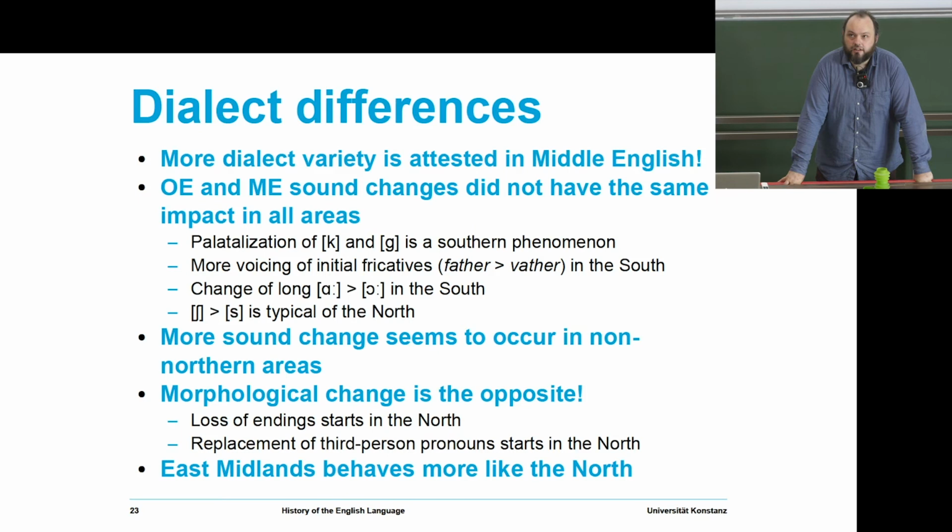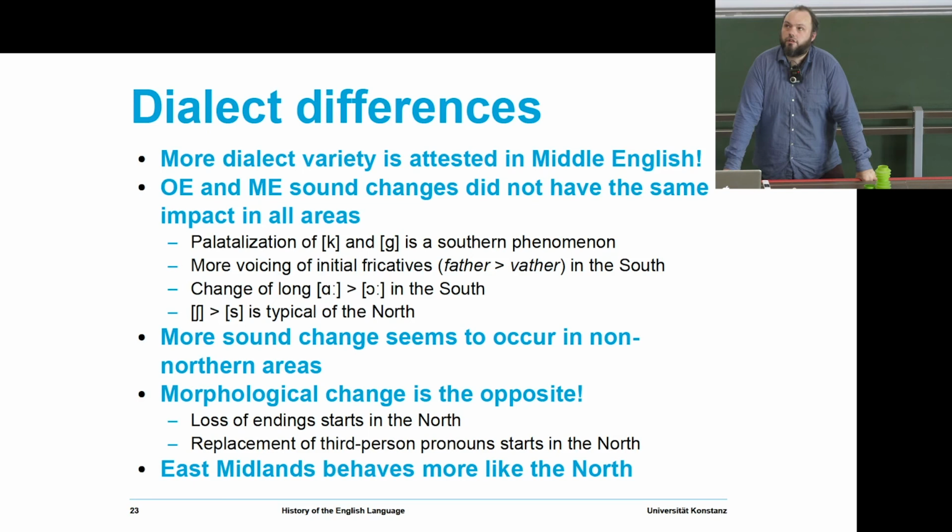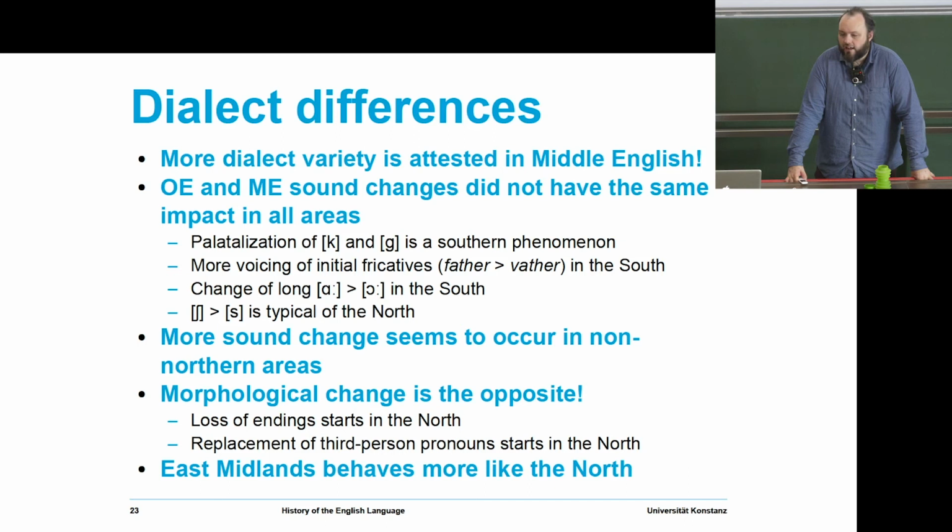What else? Anything you can imagine. A fish becomes a vish. Sir becomes zir, with a z. So all of these changes start to happen in the south, and we also get change of long A becoming O in the south, but not in the north.